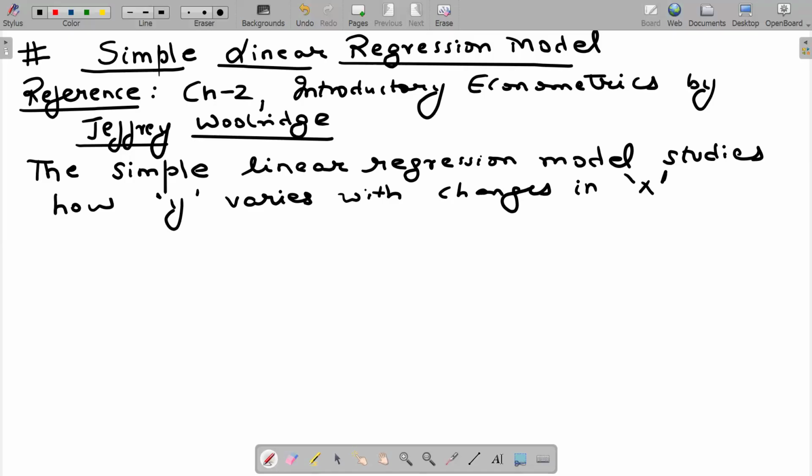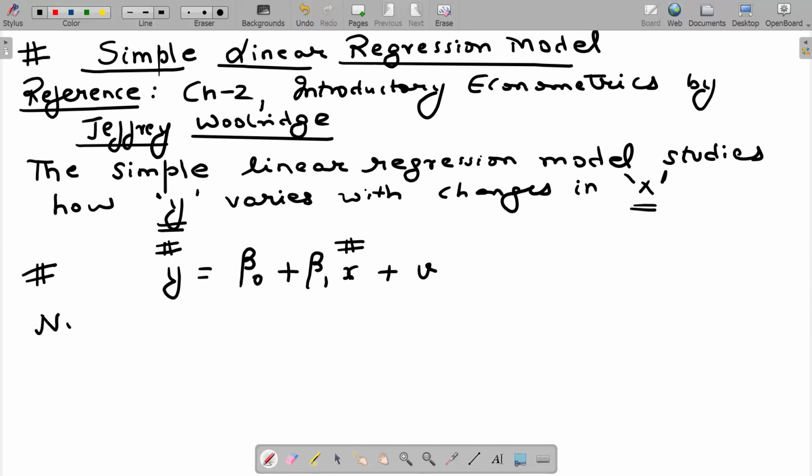We call x the independent or the explanatory variable. And as x changes, we will observe changes in y, which we call the dependent variable or the response variable. So I can write a simple equation relating y to x. It looks like this: y = beta naught + beta 1 x + u. We want to explain y in terms of x.